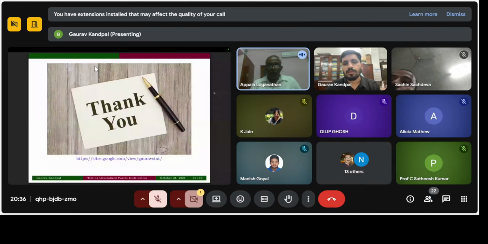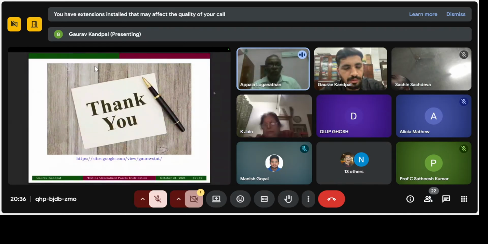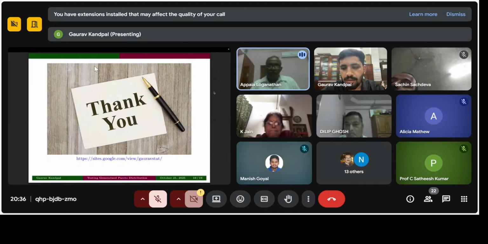Thank you. Very good. Thank you, Dr. Gaurav Kalpal. Now the floor is open for interaction. Sir, Professor Ghosh, Madam Kanchan Jain.